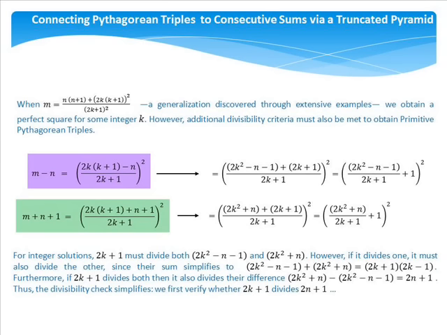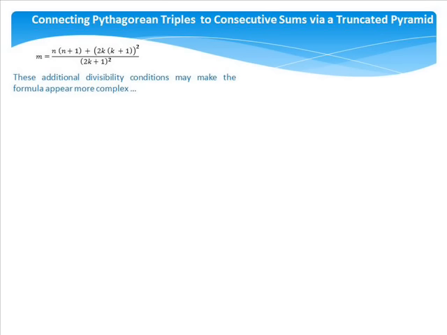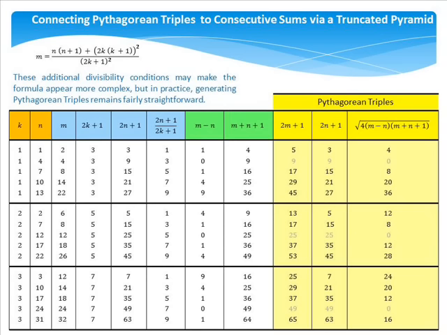Thus, the divisibility check simplifies. We first verify whether 2k plus 1 divides 2n plus 1, and if so, we check whether it can also divide 2k squared plus n or 2k squared minus n minus 1. These additional divisibility conditions may make the formula appear more complex, but in practice, generating Pythagorean triples remains fairly straightforward. Note the differences among the various values of n, which align with the value of 2k plus 1.